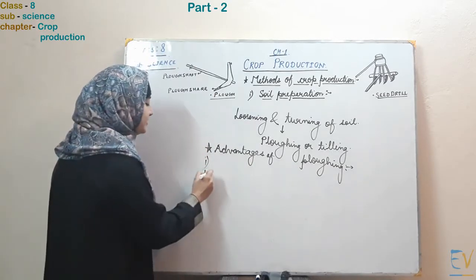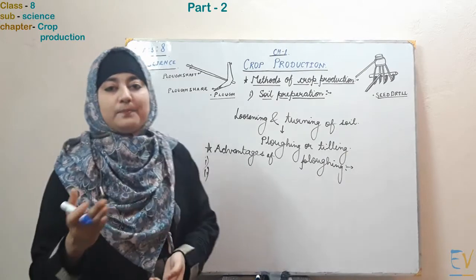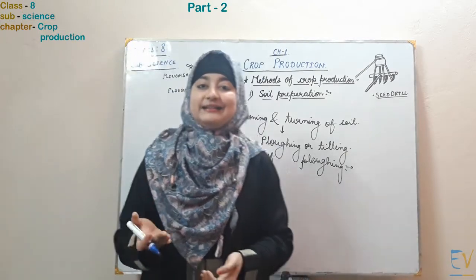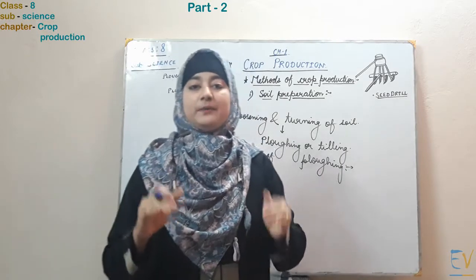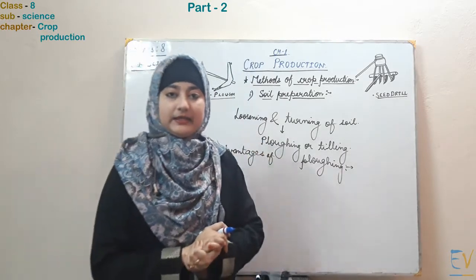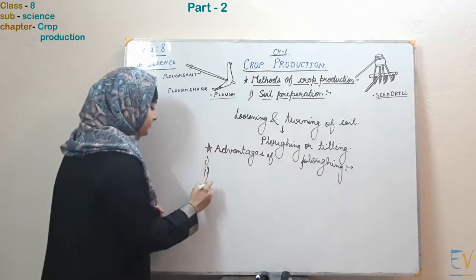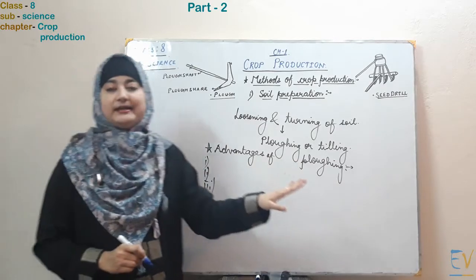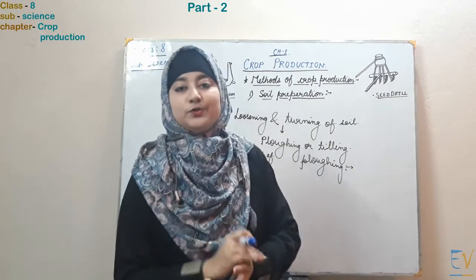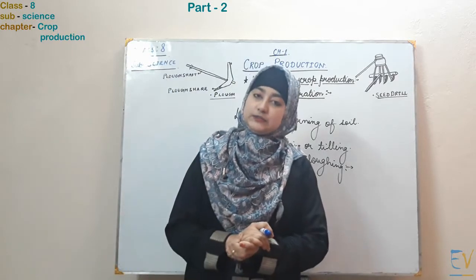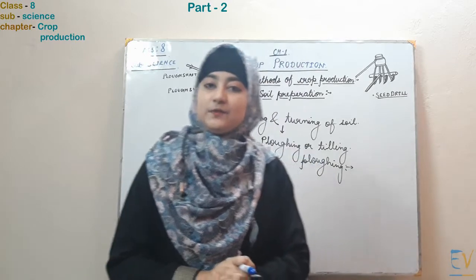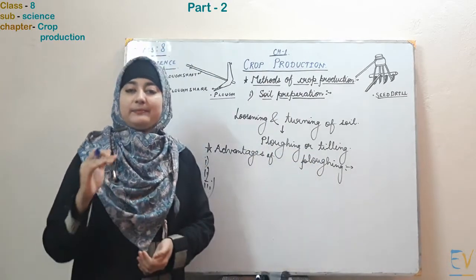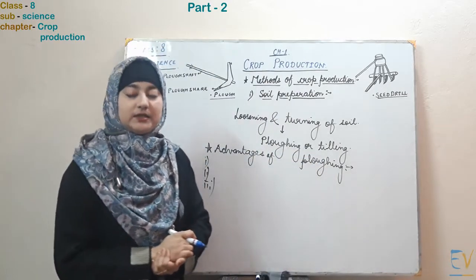Now the second advantage is it also brings what? Nutrient rich soil on the top, so that the roots of the plant absorb nutrients more effectively. Then the third advantage of plowing is it also promotes growth of microbes and earthworms. Now, what is the role of microbes and earthworms? They play a very important role in maintaining the fertility of the soil.